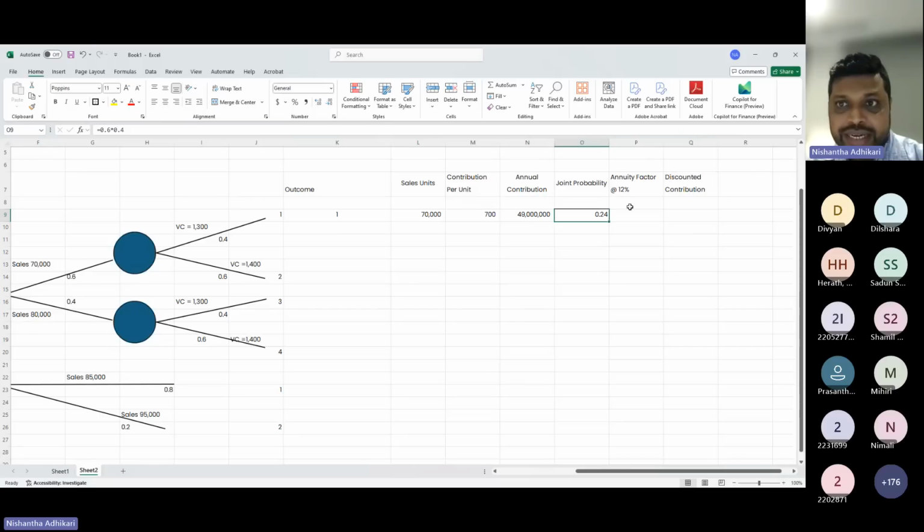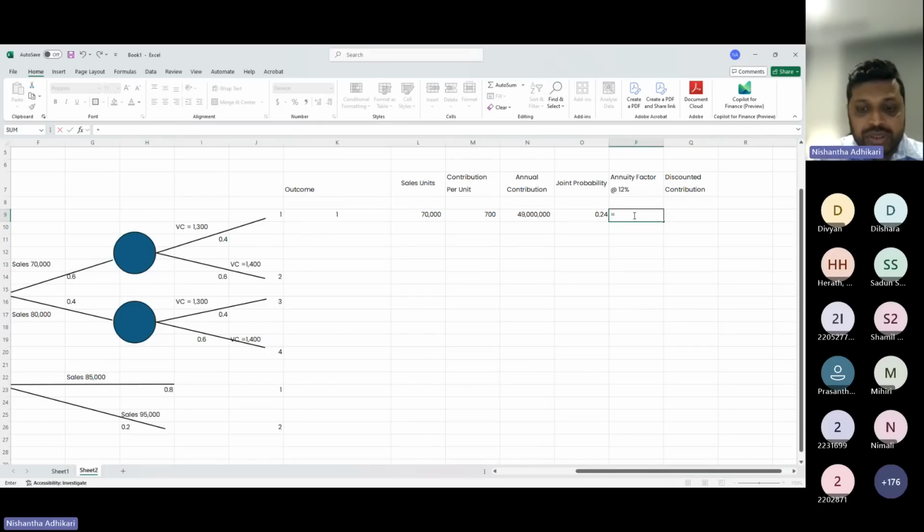Right. Then annuity factor. Because this annual contribution you will receive over 3 years' time, you have to calculate the annuity factor for 3 years. Then you can work out 1 minus 1.12 to the power of minus 3, divided by 0.12.